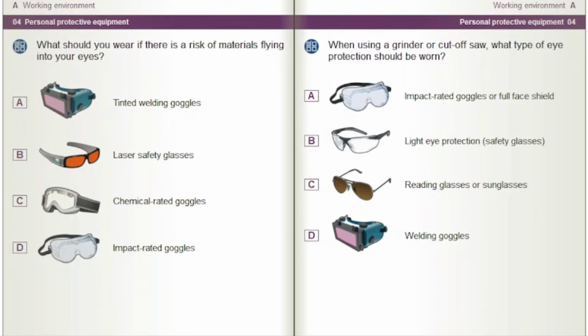What should you wear if there is a risk of materials flying into your eyes? Tinted welding goggles, laser safety glasses, chemical-rated goggles, impact-rated goggles.